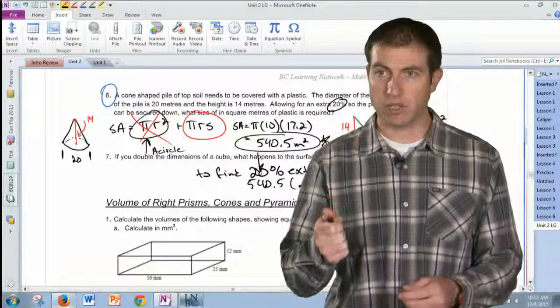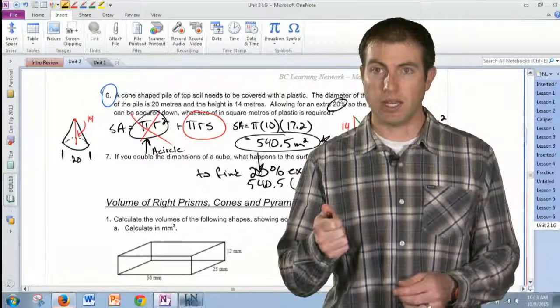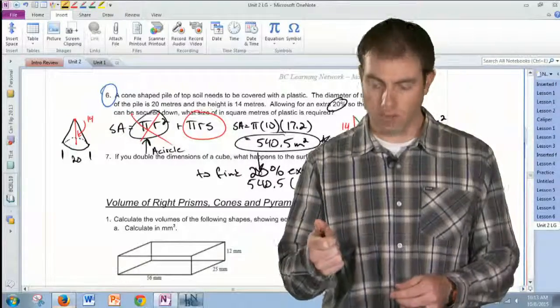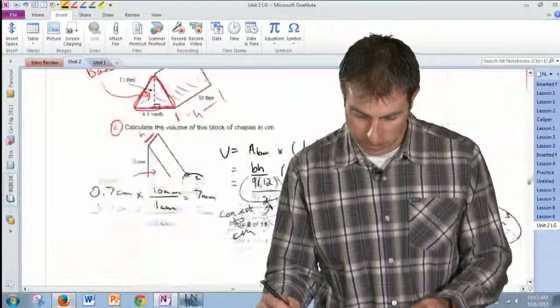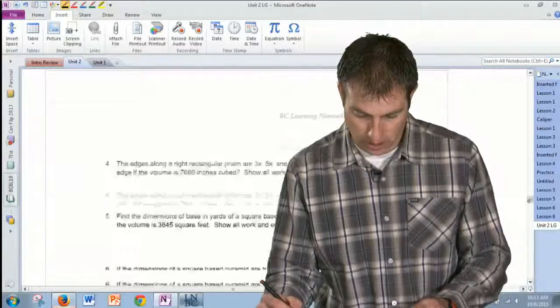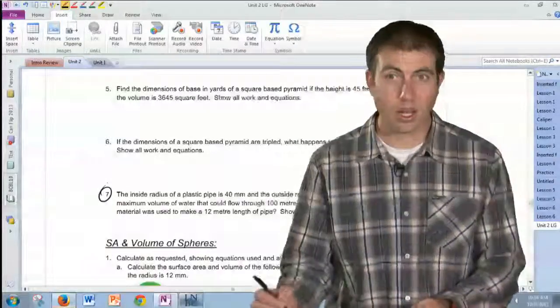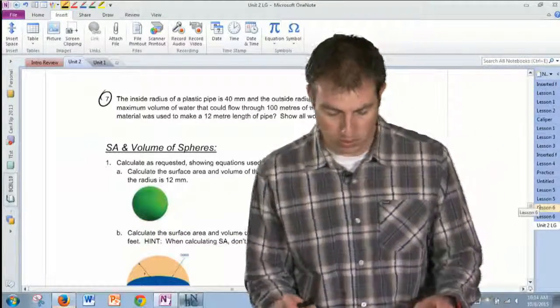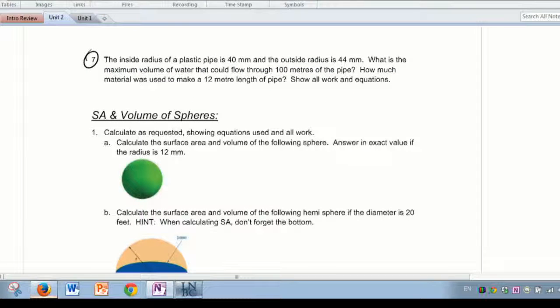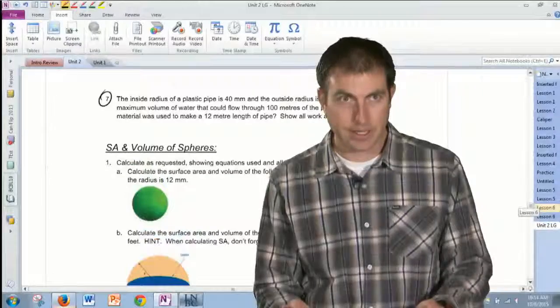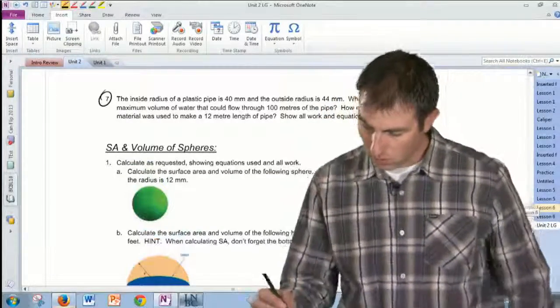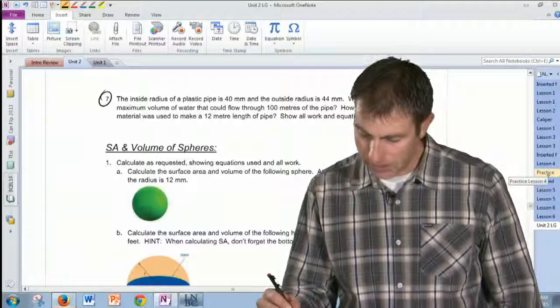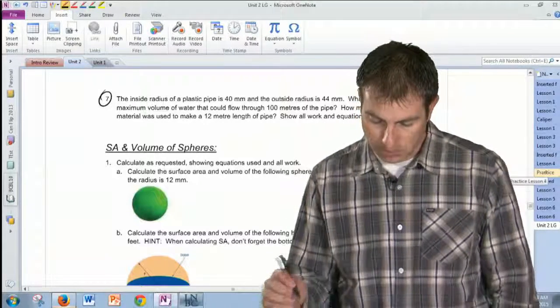Number 7 on page 10 of the learning guide. And then first page learning guide number 2. So number 7, page 10, page 9, 10. Is that the one we're talking about there? The inside radius of a plastic pipe and the outside's 44? 12-meter length of pipe. This question, I think we did in the practice. I'm pretty sure I did that exact question already, except maybe the pipe was longer.